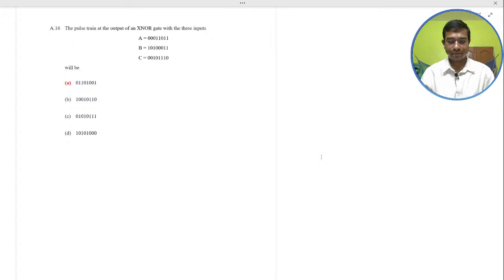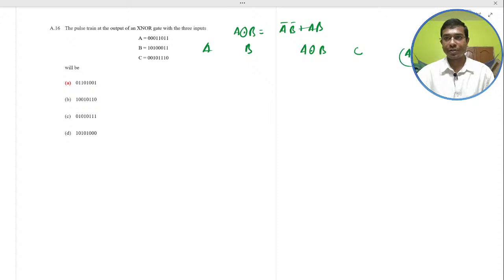XNOR. That means, simple, A XNOR B. That is what? A bar B bar plus AB. Okay, here the columns are A, B, A XNOR B, C and A XNOR B XNOR C. The combination: put this one value. So first of all, 1. It will become 1. It will become 0. It will become 0. Now 1. Next combination. 1. For 0.